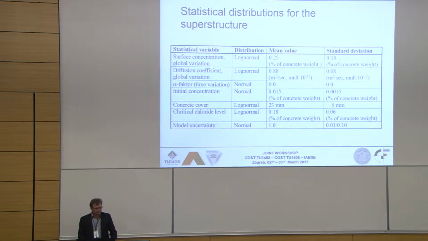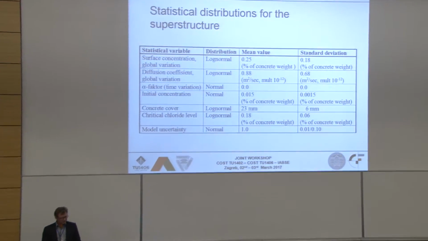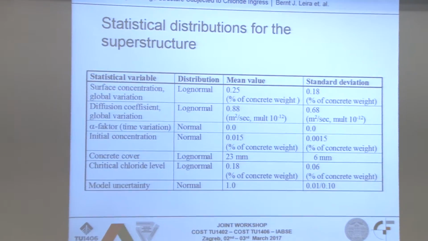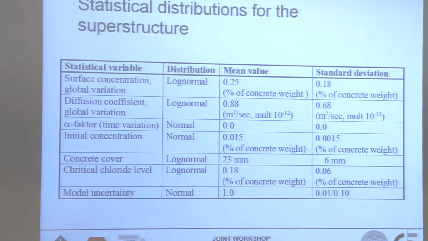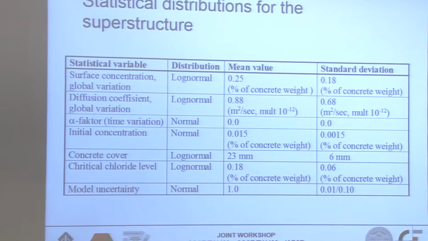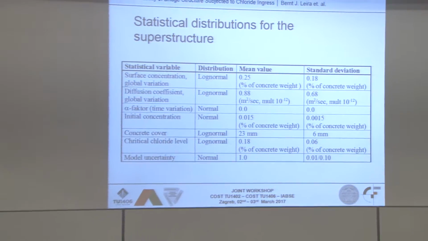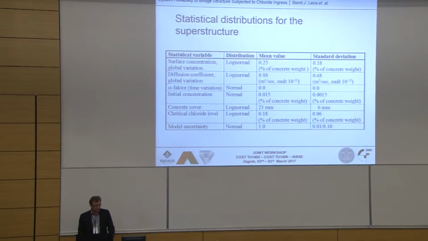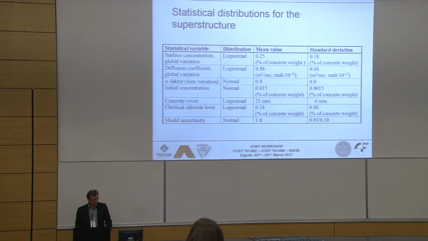So these are now the statistical distributions which we apply for the lifetime estimation. These are the variables which are included: the surface concentration, which is an averaged value for the superstructure, because you also have differences, as I mentioned, on the front and leeward side. Diffusion coefficient, alpha factor, we come back to that. It tells about the time variation of the diffusion coefficient. An alpha factor higher than 1 tells that the diffusion coefficient is decreasing with time due to blocking effects. But here it's 0, so it means it's constant with time.